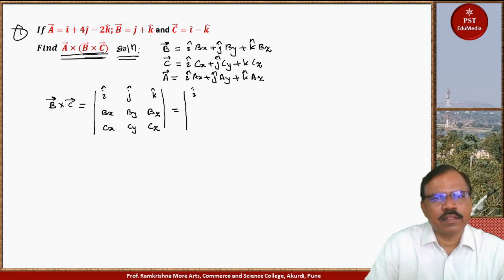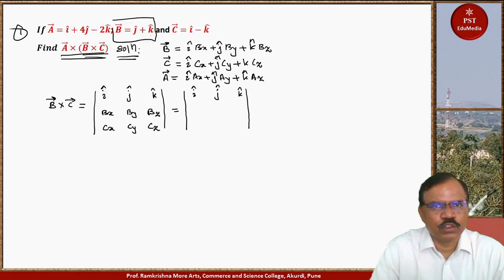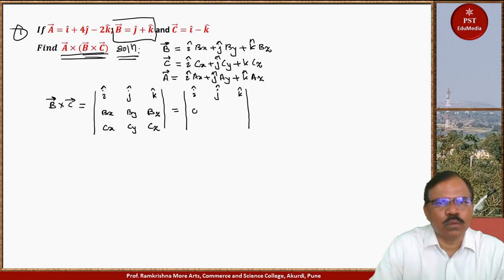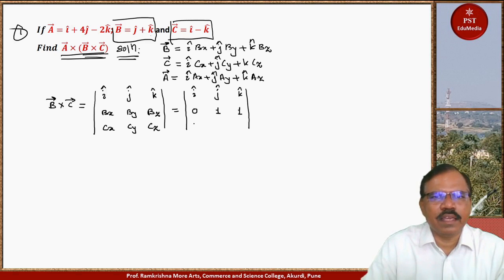Now I, J and K. Now see here, if we take vector B, it is J plus K. So Bx is 0. J means By is 1 and K means Bz is 1. Now here C is equal to I minus K. I minus K means Cx is 1, Cy is 0 and Cz is minus 1. Now let us solve this.